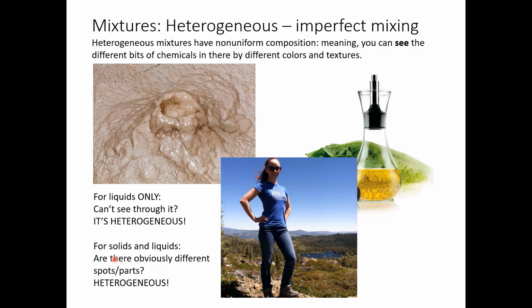So the rules. Let's actually come down here to the bottom first. Whether you're looking at solids or liquids here, if there are very obviously different spots or parts in the sample that you're looking at, then it's a heterogeneous mixture, okay? Now let's consider that you're only looking at a liquid. And if at first you're thinking to yourself it's the same throughout, well, just remember, if you can't see throughout that liquid, then there's solids blocking your view, and therefore it's not 100% liquid, and therefore it's a heterogeneous mixture of a solid suspended in that liquid.